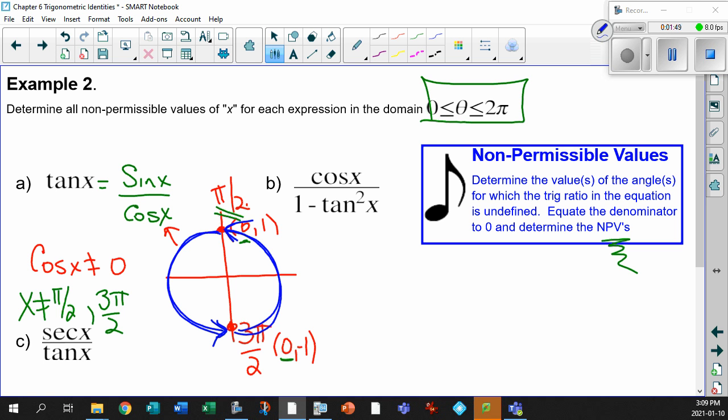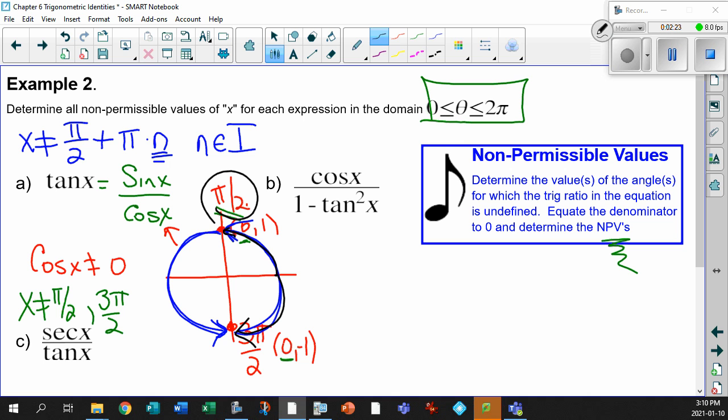So I can say that for our NPVs, x cannot equal, and I'll just pick the simpler one, pi over 2 plus the fact that I'm rotating in any direction, either positive or negative, by a multiple of pi. So I have to put down that n belongs to the integers, positive or negative, because I can go in the positive direction here, or I can go in the negative direction and get to my value of pi over 2. Okay, enough said. Let's keep on going.